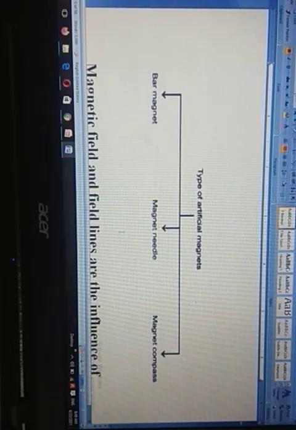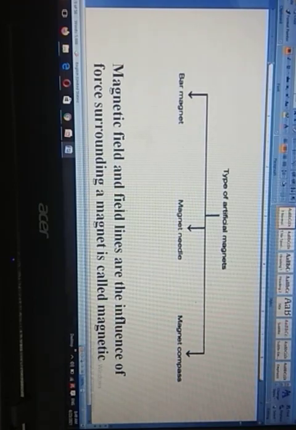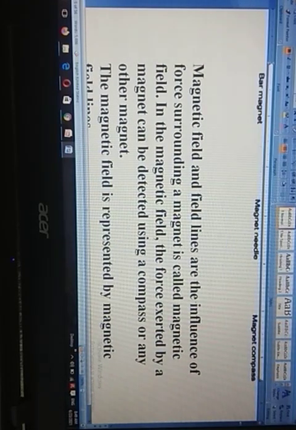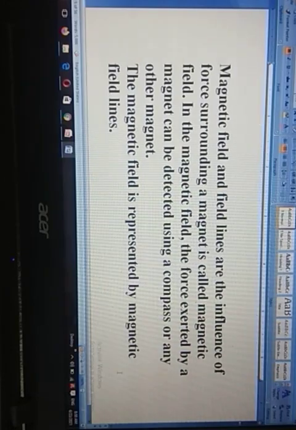So these are the types of artificial magnets. Artificial magnets are made like the bar magnet, magnetic needle and magnet compass. The influence of the force surrounding a magnet is called the magnetic field. So we can say that a magnetic field is the influence of force of a magnet. In the magnetic field, the force exerted by a magnet can be detected using a compass or any other magnets.